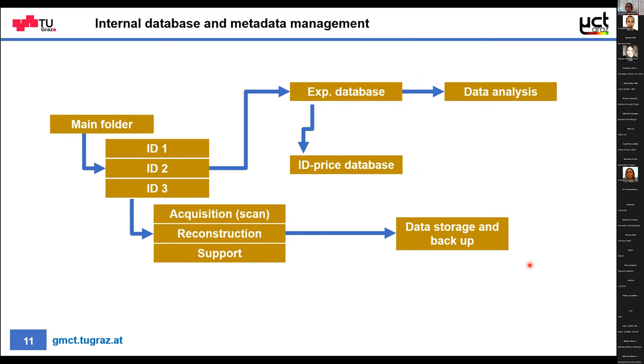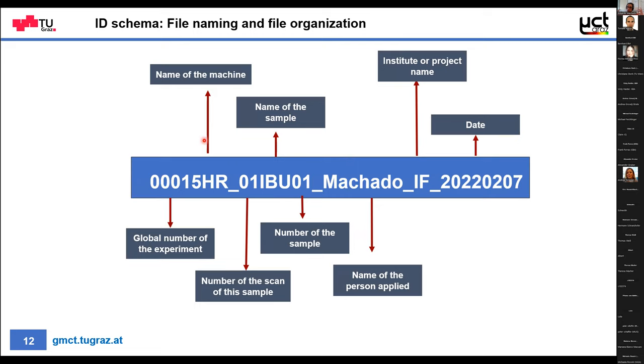It is quite important in data management to keep the relation between data clear in the file names. So our ID really has good metadata related to the experiment. I have the absolute number of the experiment. I have the number of the machine, the sample, and the number of scans that I have done on the same sample. I have the main researcher, their institute or the project involved, and the date when the experiment was done.